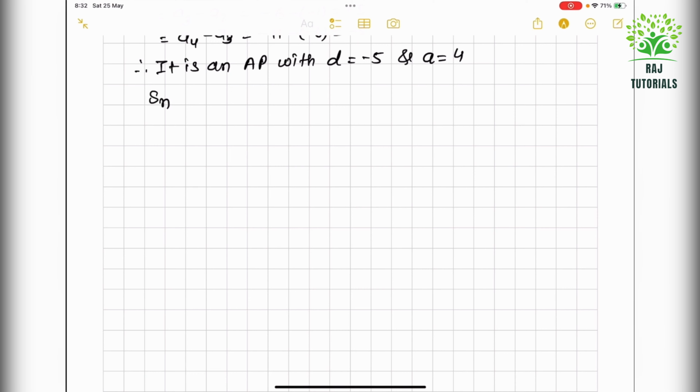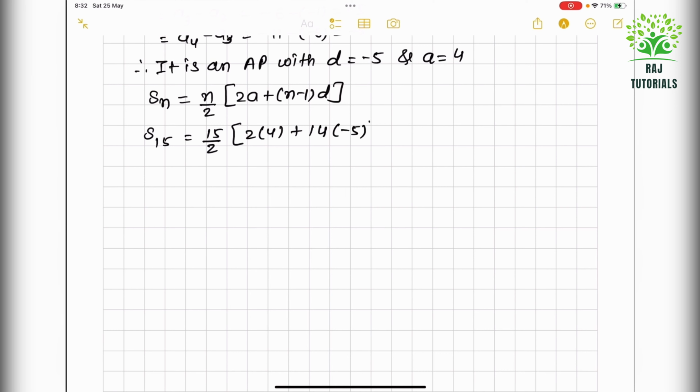So we know that Sn equal to n by 2 into 2a plus n minus 1 d. So S15 will be 15 by 2 into 2 into 4 plus 14 into minus 5. So this will be 15 by 2 into 8 minus 14 5s are 70. So 15 by 2 into minus 62. So that is 15 into minus 31. So that is coming as minus 465.